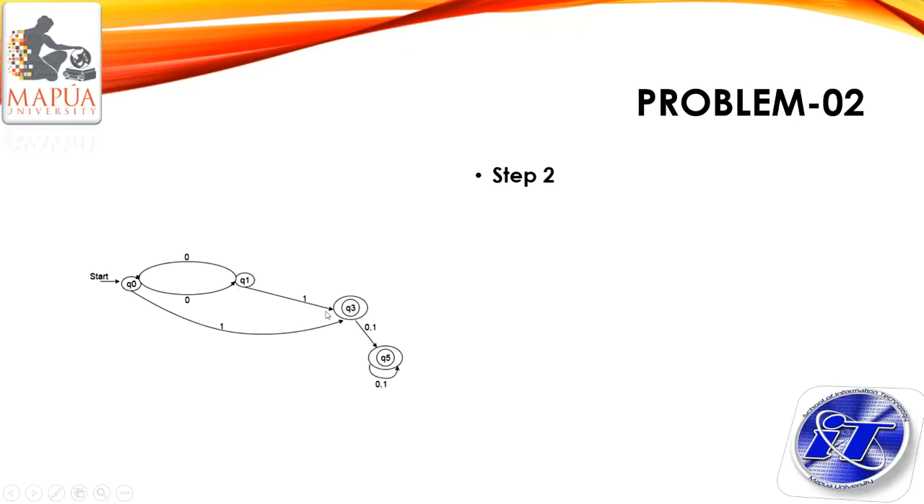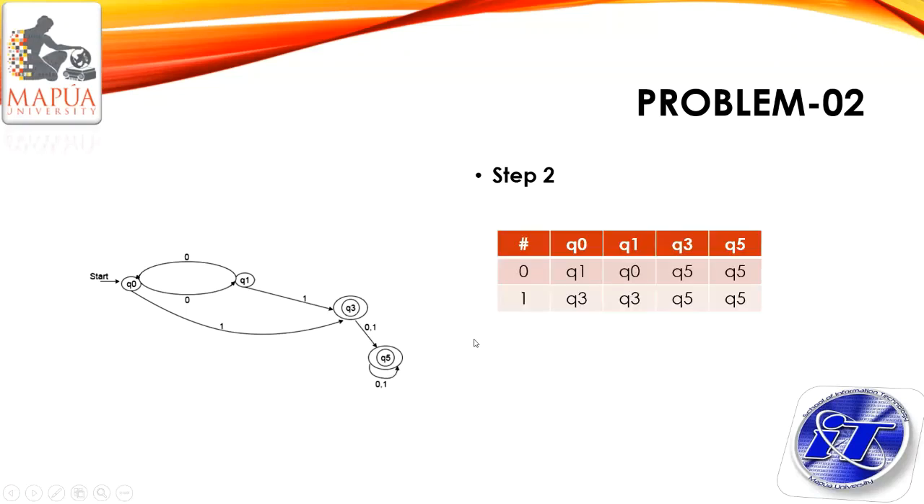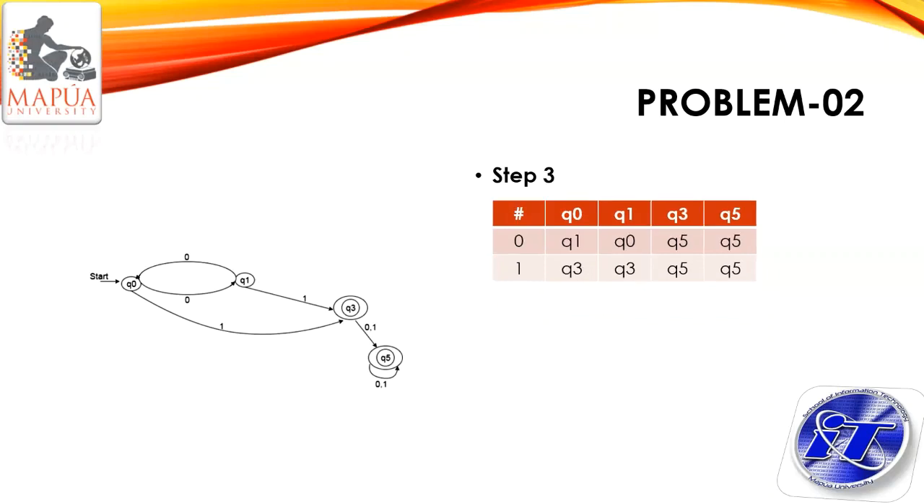And in Q3, any input will go to Q5. And in Q5, any input will just loop within itself. So this is the transition table. Then afterwards, step 3. So we're going to get the equivalent 0, separate the non-final state with the final state. So we have Q0, Q1, and Q3 and Q5 in a separate group.